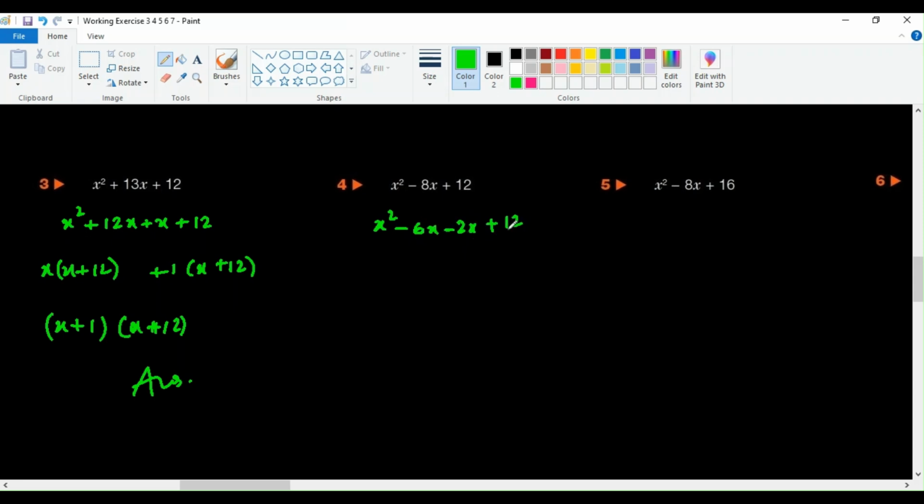Minus 6x and minus 2x is going to give us minus 8x. And 6 times 2 is a 12. So x minus 6 comes in one bracket. Copy down x minus 6 once again. Minus 2 comes here. X minus 2 in one bracket and x minus 6 in another bracket. This is the answer for question number 4.